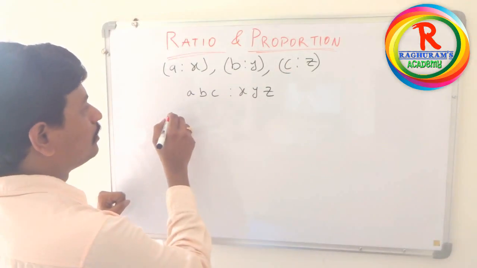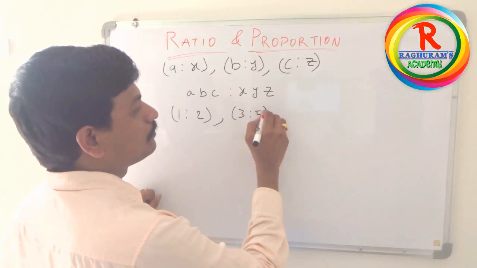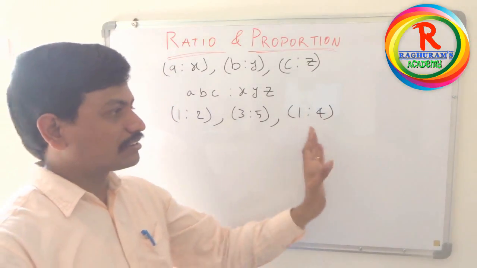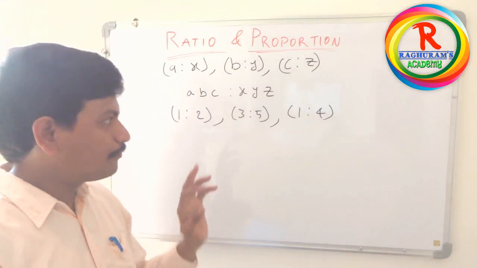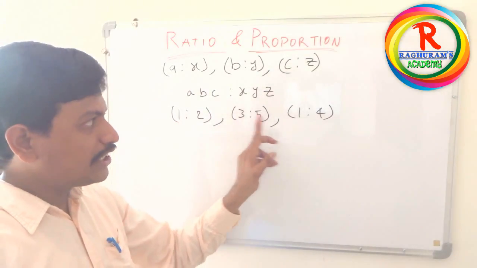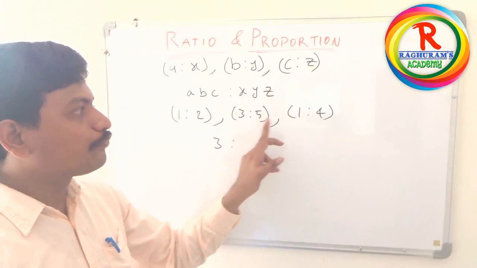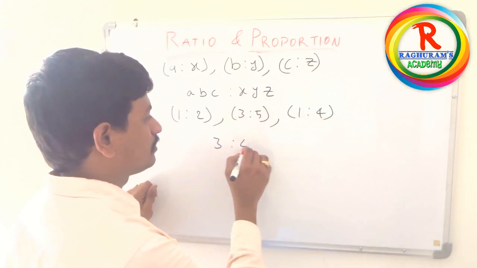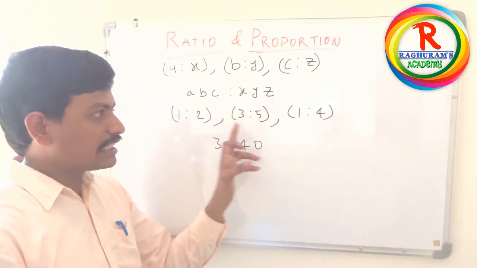Let us take an example. 1 is to 2 and 3 is to 5 and 1 is to 4. Suppose I take three ratios, you get questions like this. Get the compound ratio of these three ratios. What do we do? First terms are 1, 3, 1. Multiplication: 1 into 3 is 3, 3 into 1 is 3. Multiplication of second terms: 2, 5, 4. 2 5s are 10 and 10 4s are 40. 3 is to 40 is the compound ratio of these three ratios.